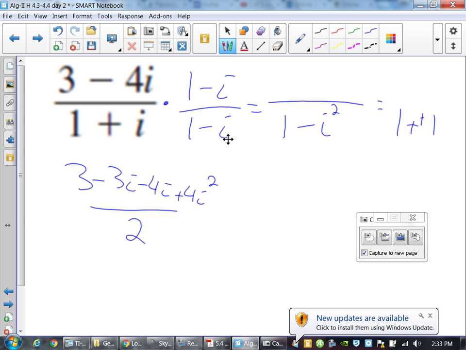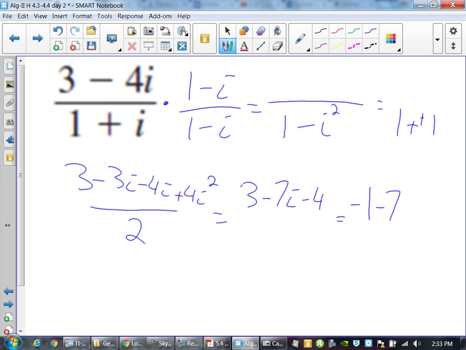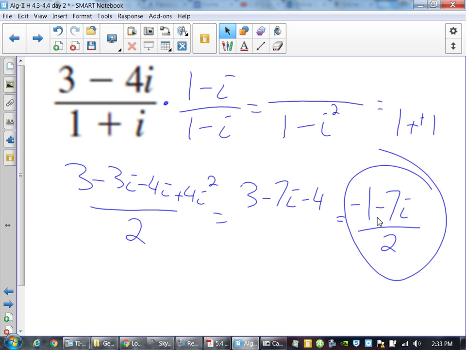What's up, Hannah? Yeah, 1 plus 1? Yeah, because it was 1 minus a negative 1. So minus a negative is plus. So now you get 3 minus 7I minus 4, which is negative 1 minus 7I. That's the mistake that most people will make. Watch your signs if there's no coefficient. And hopefully, you might pick up on the shortcut when you're multiplying by conjugates. There is one.